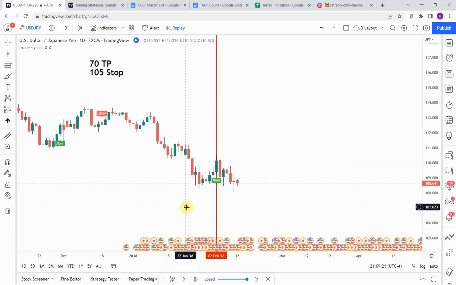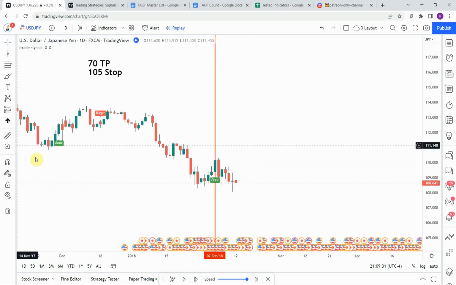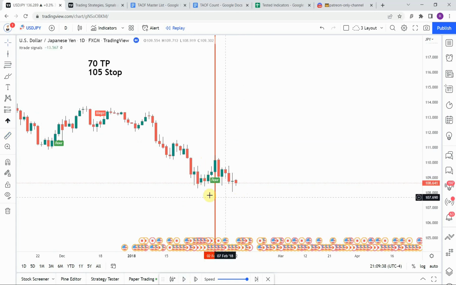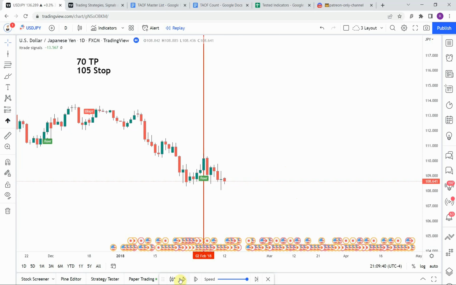All right, so the first signal that we pick up is a long signal. Right here, we get that green tag right there. Unfortunately, as soon as we enter, we get an immediate push to the downside, which would have come down and stopped us out. Let's go ahead and continue on.